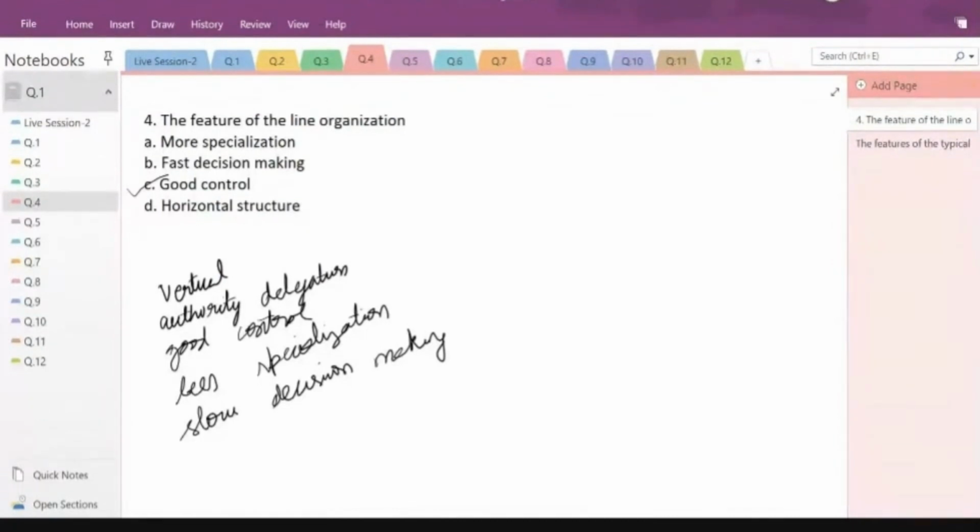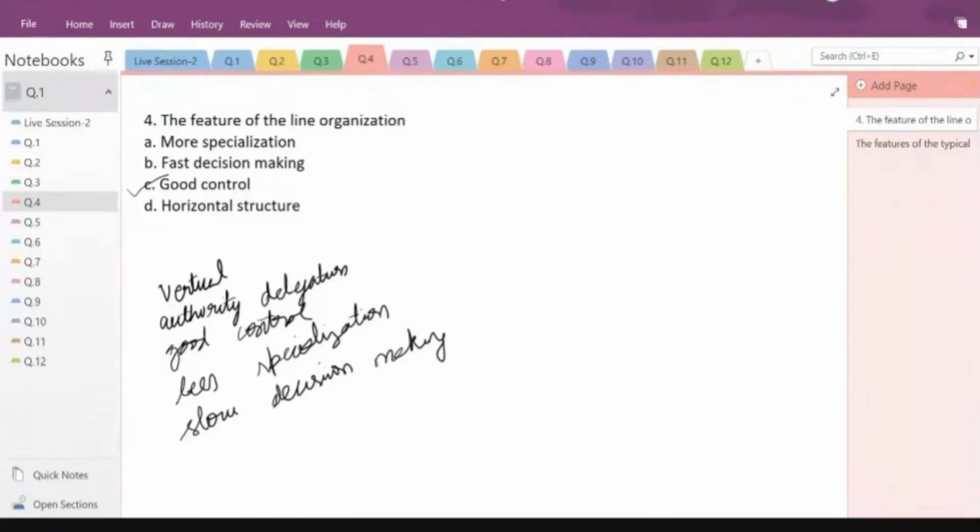So what is vertical? It is the vertical structure. This means that there are so many layers where each layer has many authorities and responsibilities. For fast response, most of the time the authority is delegated to lower levels so that decisions can be taken in the light of the objectives and goals of the organization. That means the last option is not correct. It is a vertical structure.